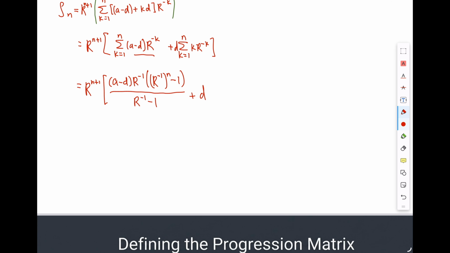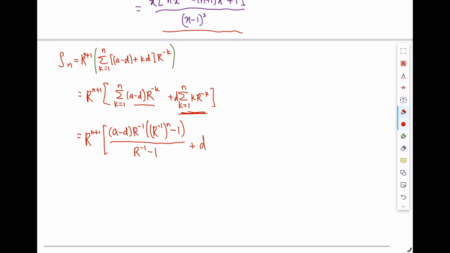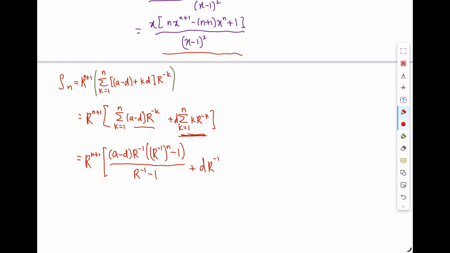plus d. I know this series to be exactly this, but with x replaced by r power negative 1, right? So d times r power negative 1. Whenever I see x, I will replace it with r power negative 1. So n (r power negative 1)^(n+1) minus (n plus 1) (r power negative 1)^(n+1) divided by (r power negative 1 minus 1) squared.